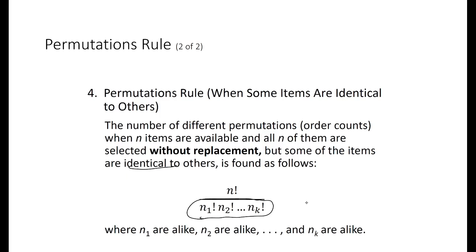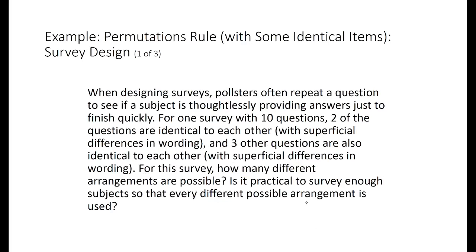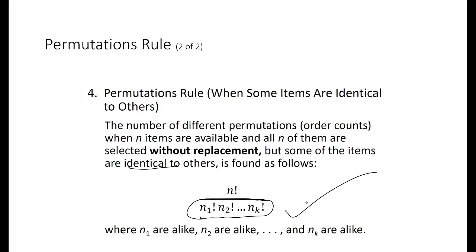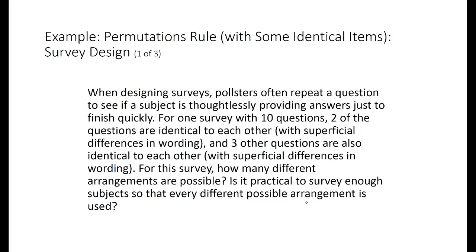Let me explain this formula with one example. When designing a survey, pollsters often repeat a question to see if a subject is thoughtlessly providing answers just to finish quickly. So for one survey with 10 questions, 2 of the questions are identical to each other. So 2 questions are the same, but there are 10 questions with superficial differences in wording, and 3 other questions are also identical to each other. For this survey, how many different arrangements are possible?